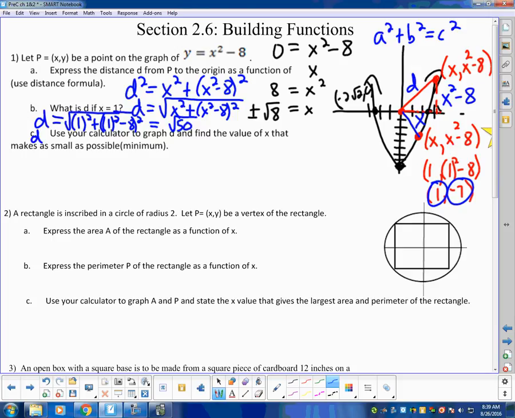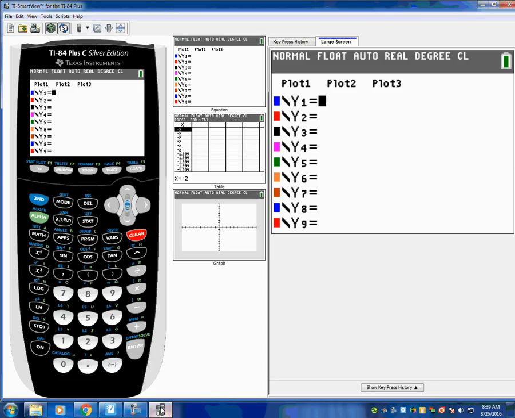So we're minimizing this function. We're going to take this function right here, D equals the square root of x squared plus (x squared minus 8) squared, and find the minimum. So let's go ahead and do that now. On your graphing calculator, you're going to plug in the function that we just came up with. Not D equals, but y equals. Second, square root of x squared.